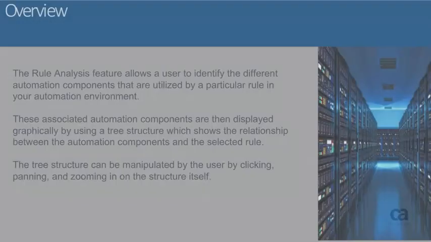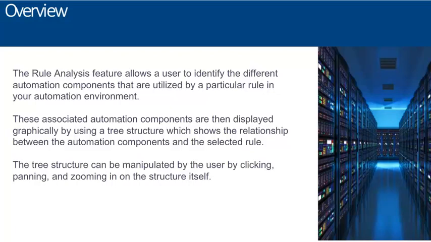The rule analysis feature allows users to quickly and easily identify the different automation components that are utilized by a particular rule in their automation environment. These associated automation components are then displayed graphically as a tree to show the relationships between the automation components and the selected rule. Once the rule analysis display is presented, it's easy to manipulate the structure by expanding, collapsing, and zooming in and out using your mouse.